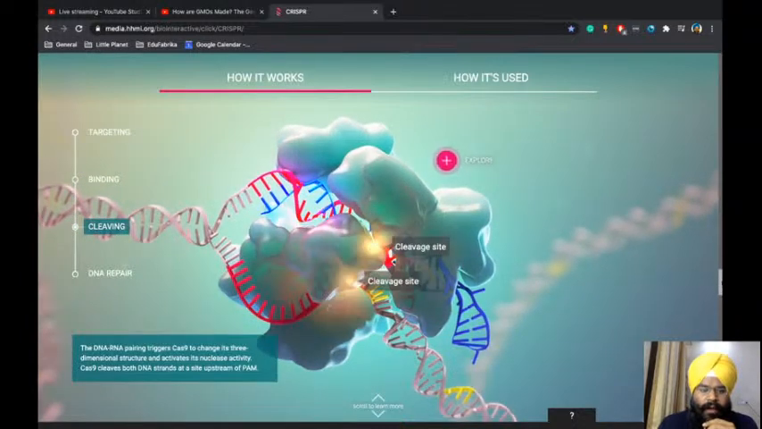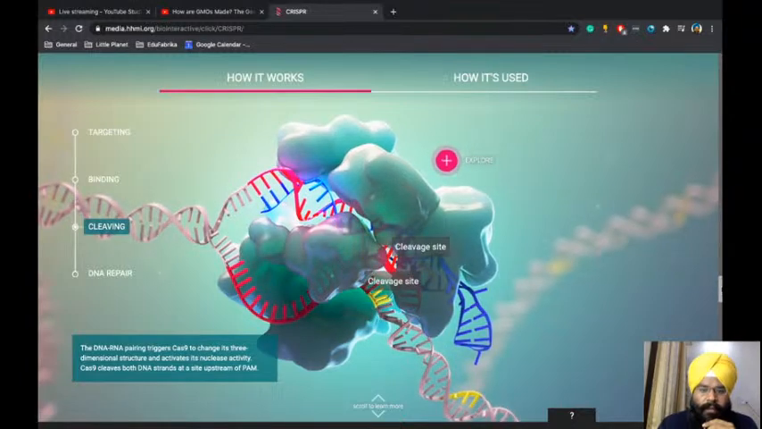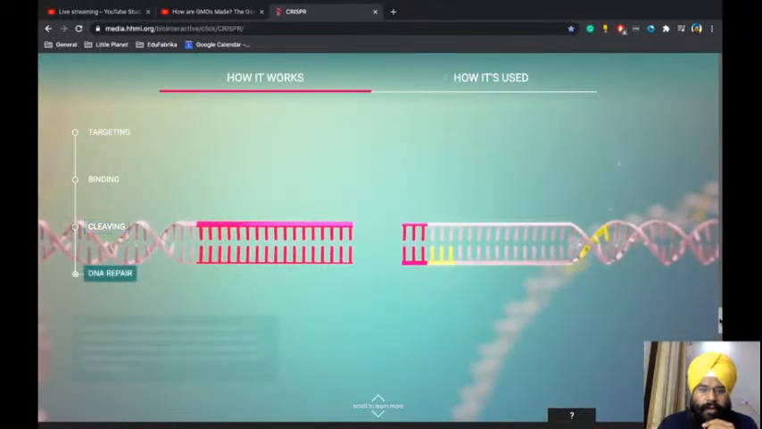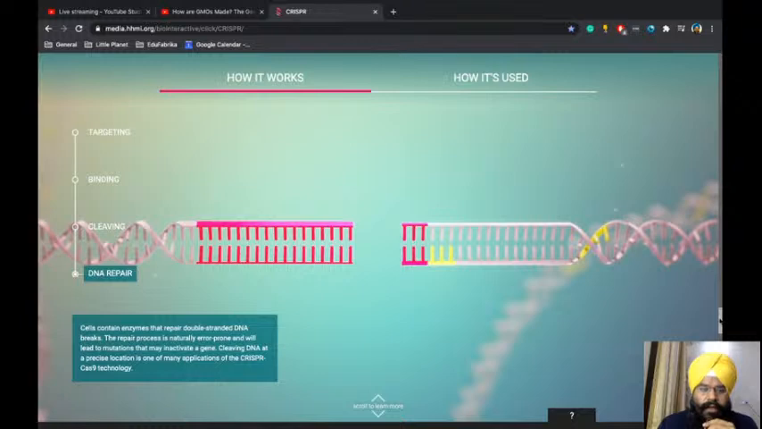Then DNA-RNA pairing triggers Cas9 to change its three-dimensional structure and activates its nuclease activity. So Cas9 will cleave both DNA strands at a site upstream of the PAM. They cut it like that. The cell contains enzymes that repair DNA breaks. The repair process is naturally error prone and will lead to mutations that may inactivate the gene, cleaving DNA at the precise location.